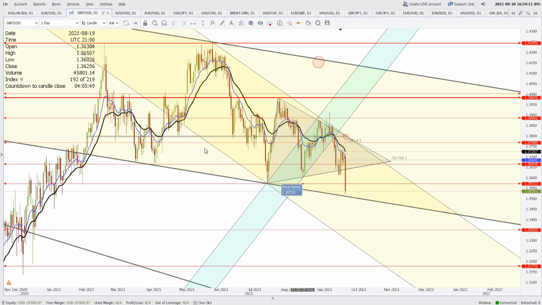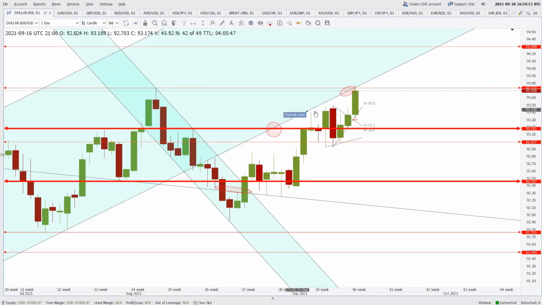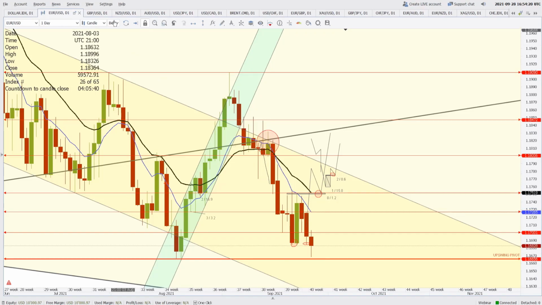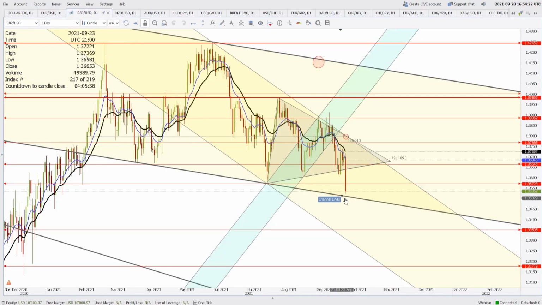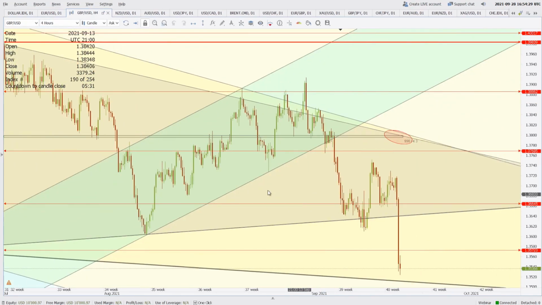So this is all relative. It will happen only and only if the dollar index holds here, and the dollar index will hold here only if the Euro USD holds here or the GBP USD holds here. So both things are complementary to each other. And let us switch it to 4 hour and see what was happening during the day.